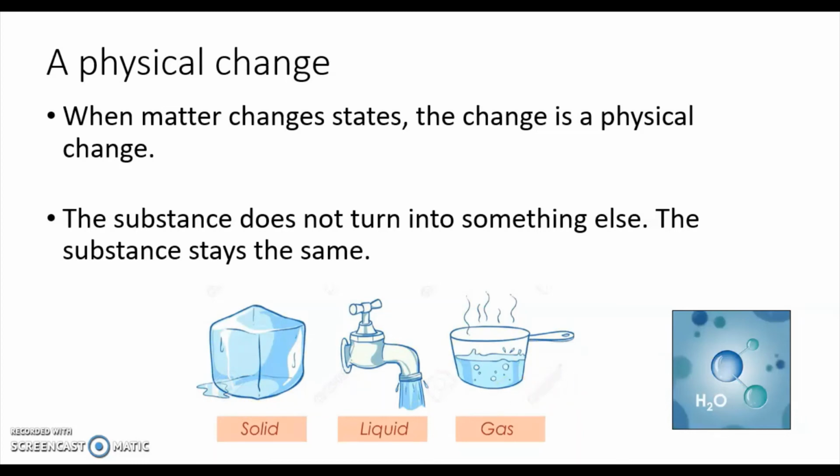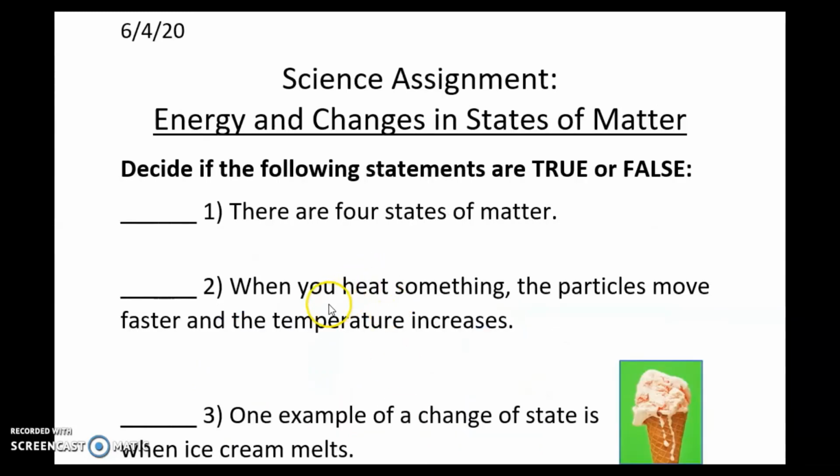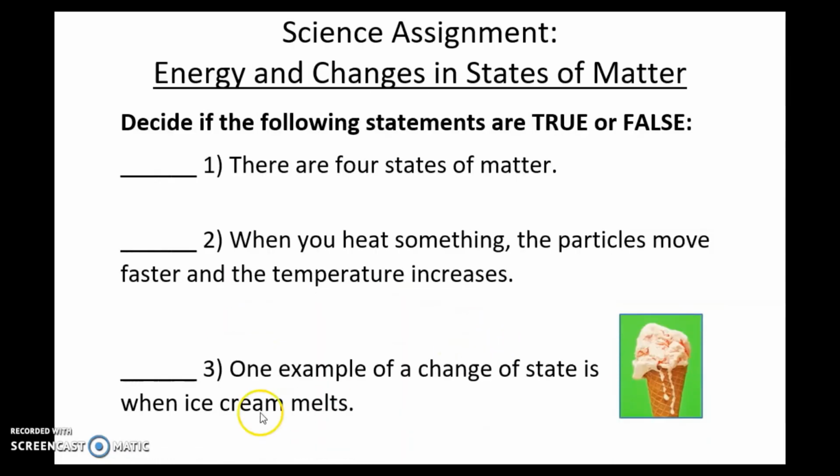Let's check out our assignment. So here's our science assignment, energy and changes in states of matter. Decide if the following statements are true or false. Number 1, there are 4 states of matter. You decide true or false. Number 2, when you heat something, the particles move faster and the temperature increases, goes up, rises, right?